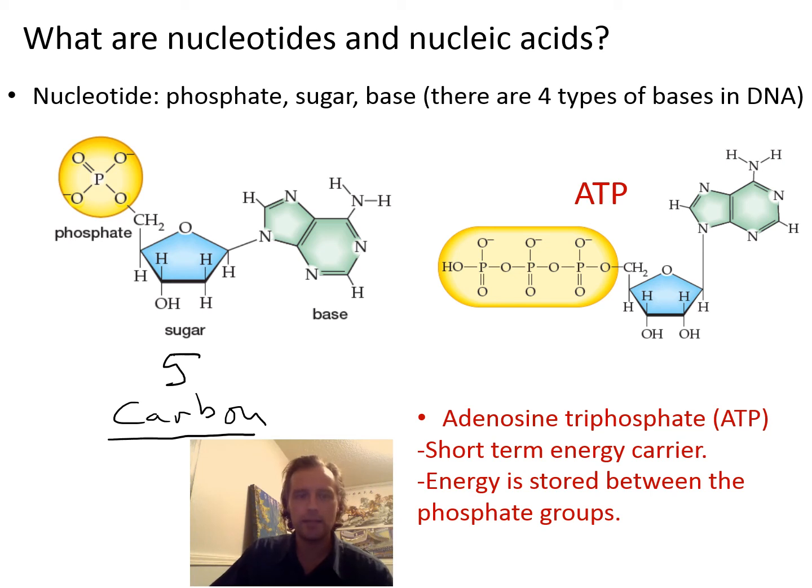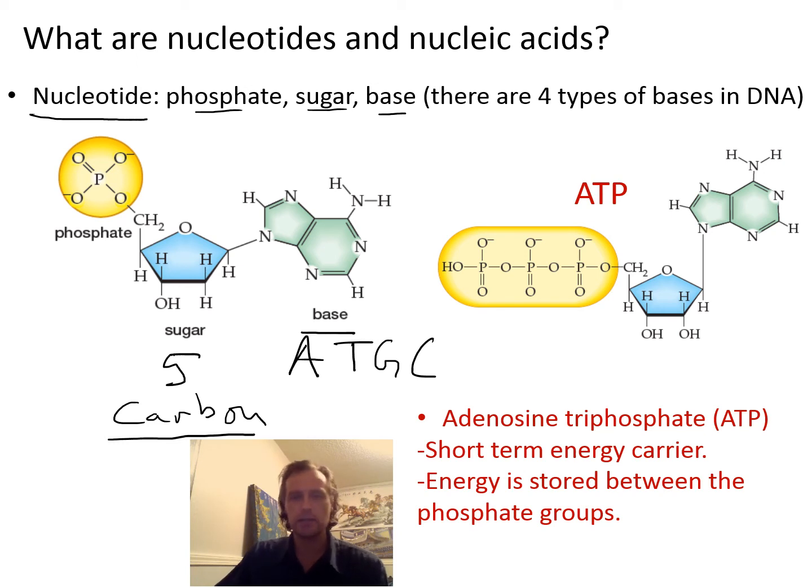So the basic monomer of DNA is also a polymer. We'll look at that in later chapters. The nucleotide is the monomer, and it is composed of a phosphate, sugar, and base, and there are 4 types of bases in DNA. The 4 bases are abbreviated as A's, T's, G's, and C's, and basically we get a whole bunch of them in order, and that is what we call a gene, and it instructs the cell to do various things.